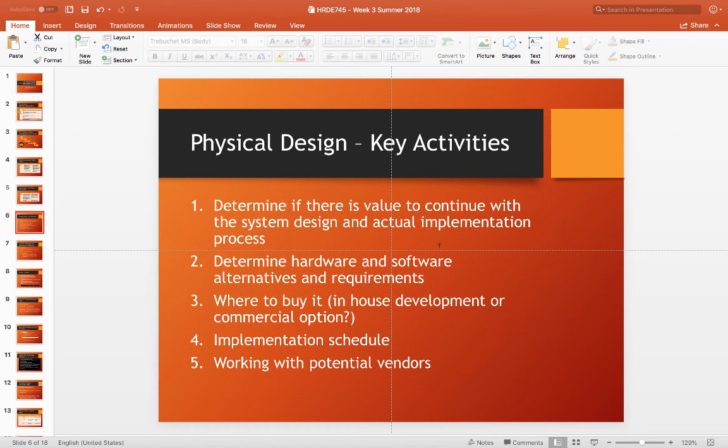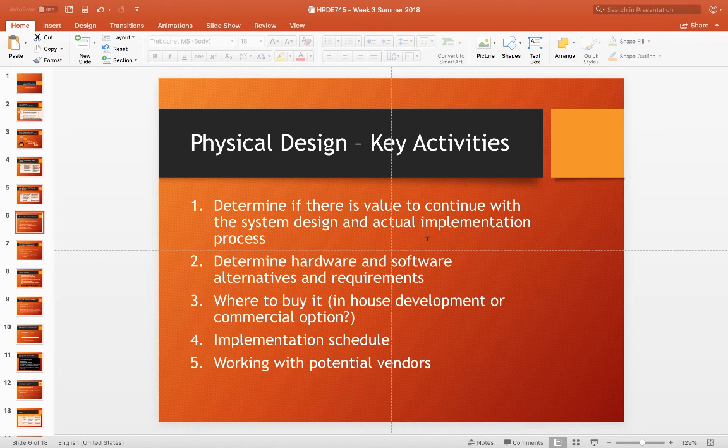For the physical design, there are some other activities that you also have to engage in. First, you have to determine if there is a need for a system, right? So once you have done some preliminary analysis, then you have to really engage in the conversation of, do we need a system? And if so, then start focusing on an annual implementation plan. So the first thing is, what are the hardware and software requirements?